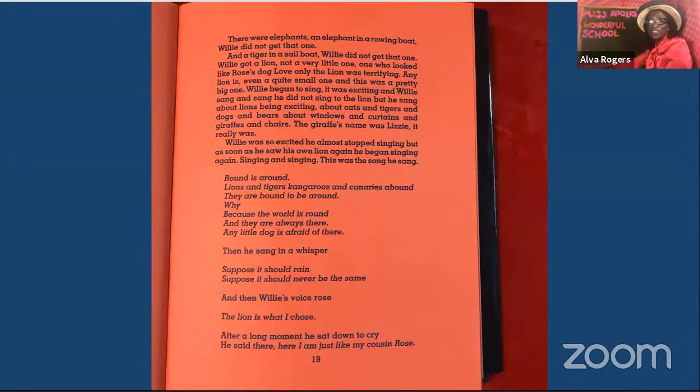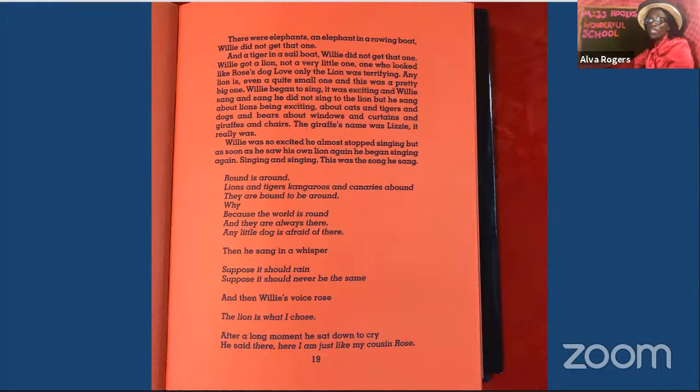There were elephants, an elephant in a rowing boat. Willie did not get that one. And a tiger in a sailboat. Willie did not get that one. Willie got a lion, not a very little one who looked like Rose's dog Love. Only the lion was terrifying. Any lion is, even a quite small one. And this was a pretty big one.